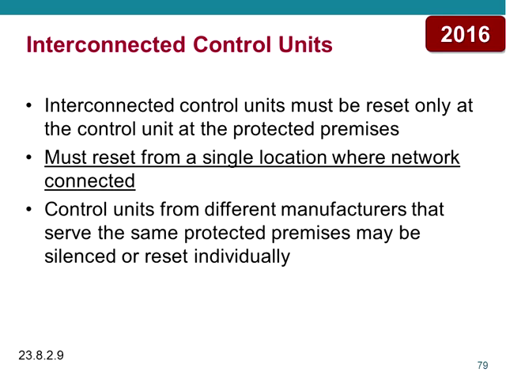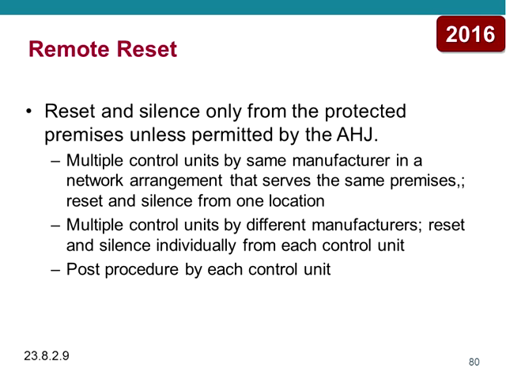Another change to interconnected control units is that if I have a network system, they have to reset from a single location within the building. So 23829 is going to require the network to reset from a single location. But if I have multiple manufacturers that are connected together using dry contacts or some other means, then basically they can be reset individually, which is what we're saying here. But I have to post a procedure for resetting at each control unit.